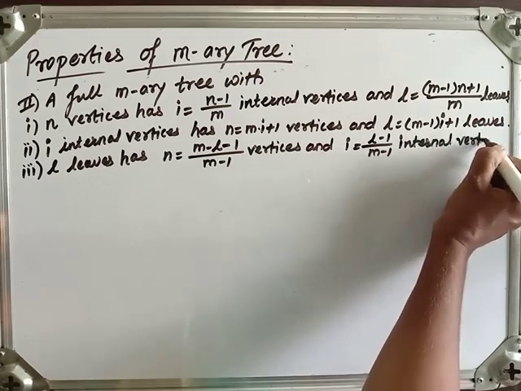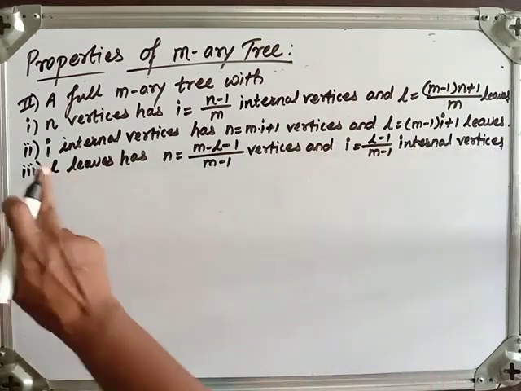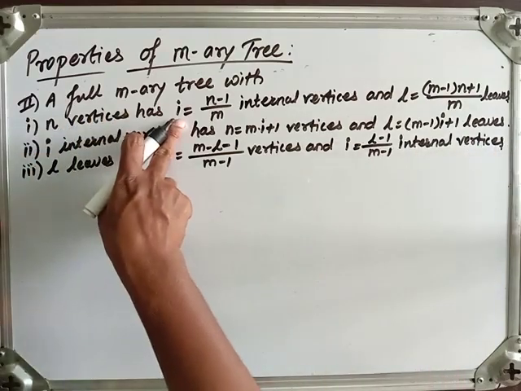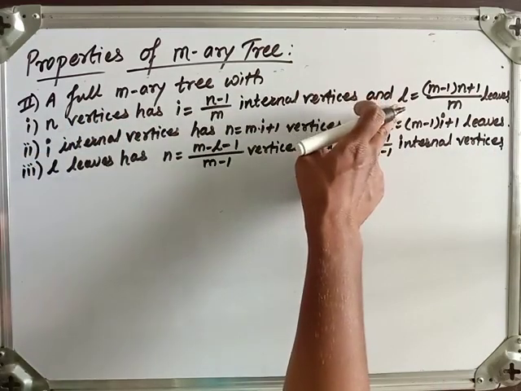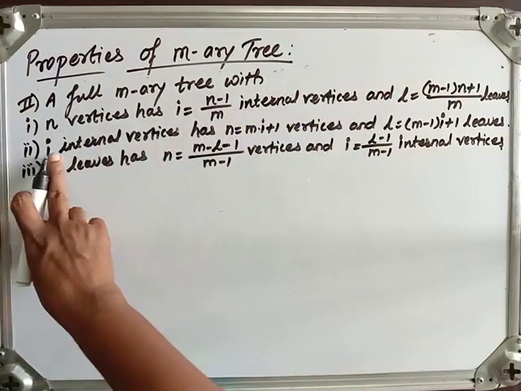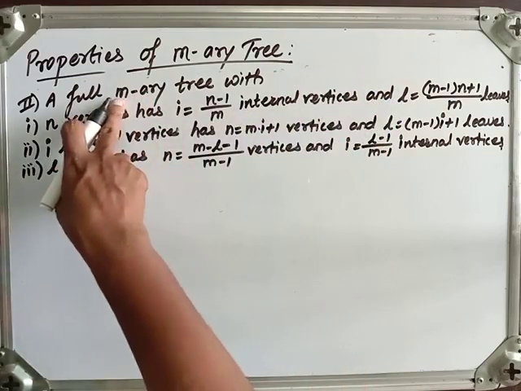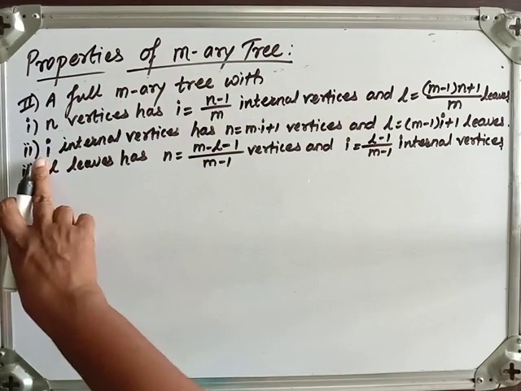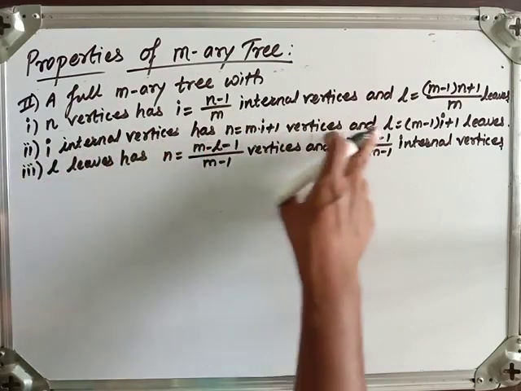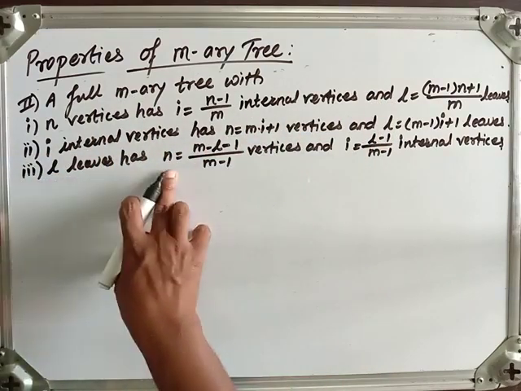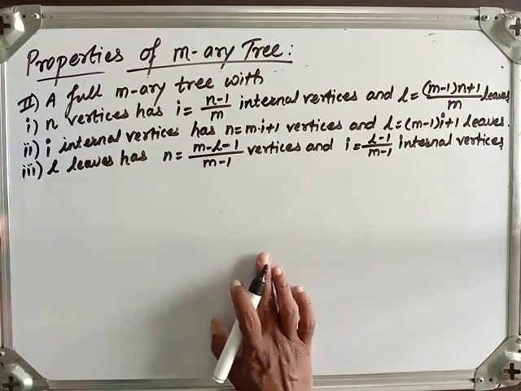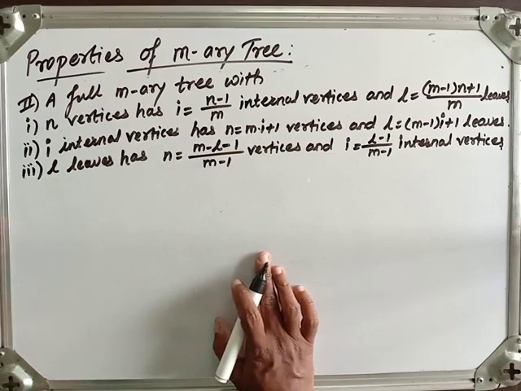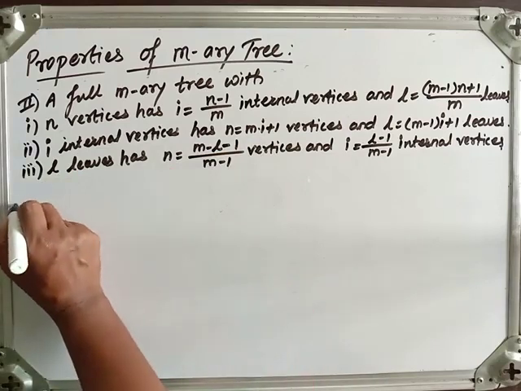What does this mean here? If n is known, we can determine I and L, right? If I is known, the value of m should be known, right? So if I is known, we can determine n and L again, and if L is known, then also we can determine n and I. The relations between these with each other are given to us in this property. So now let's prove this.